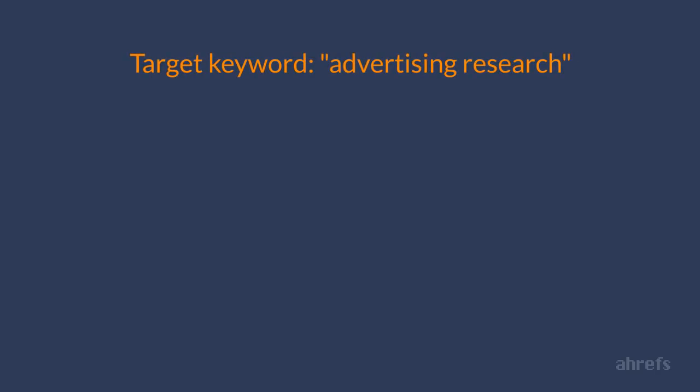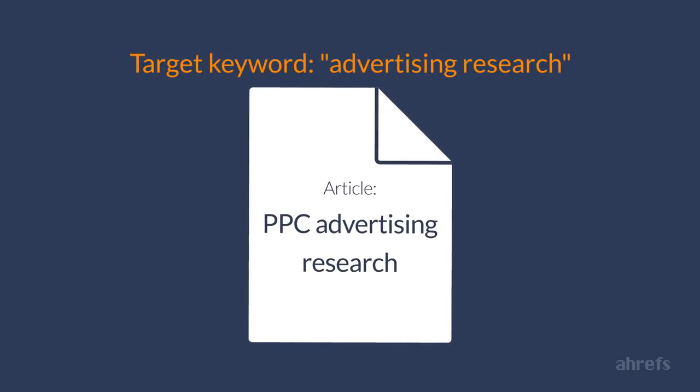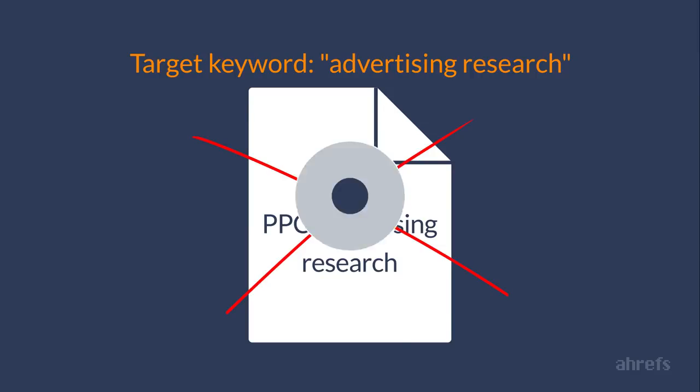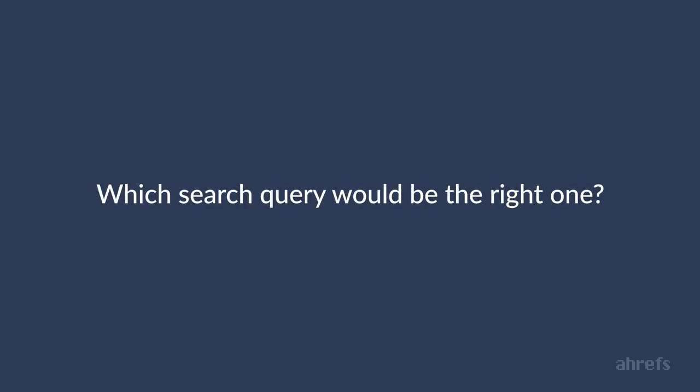So we would make a big mistake if we tried to target the keyword "advertising research" with an article about pay-per-click advertising research. That article would not meet the so-called searcher intent, which Google can easily figure out by looking at how users behave after clicking on your article in the search results. They would simply bounce if they don't see what they were looking for. So which search query would be the right one for that article?